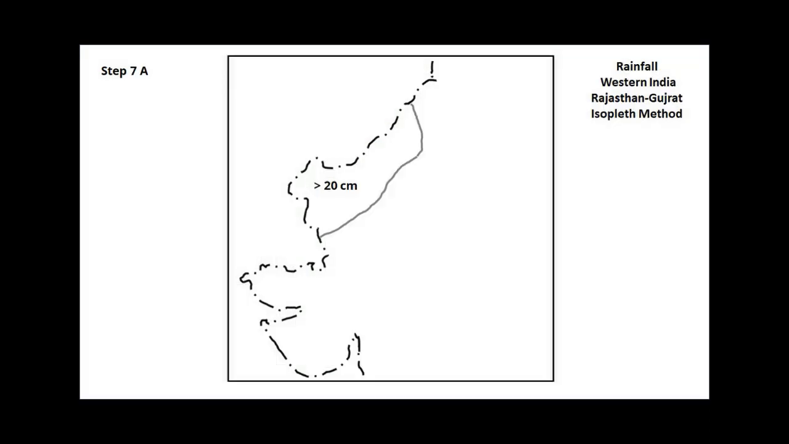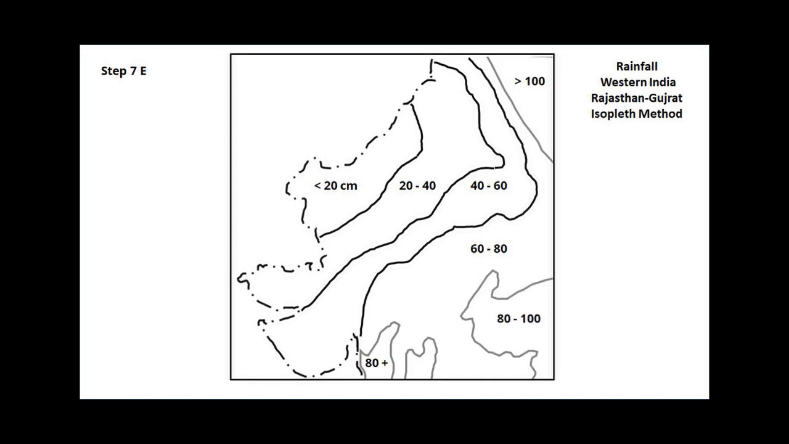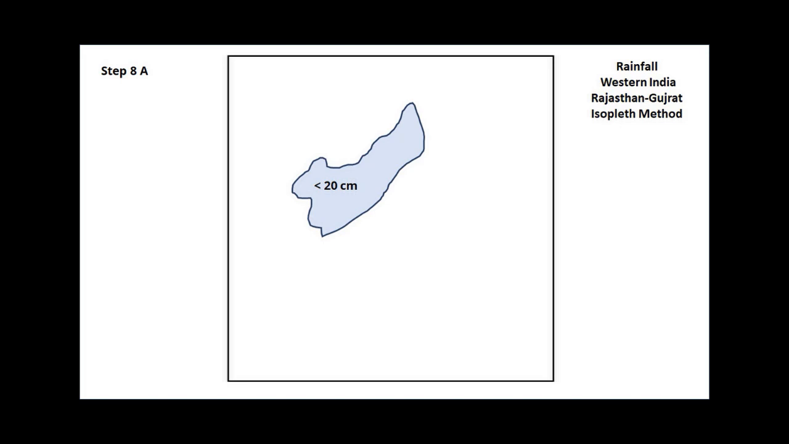Step 7. Create Isopleth lines. Determine the contour lines for each rainfall interval. Isopleths are lines that connect points of equal value, in this case, equal rainfall. Use the interpolated rainfall values to generate contour lines that represent the boundaries between different rainfall intervals. Geographic Information Systems (GIS) software can be helpful in this process.